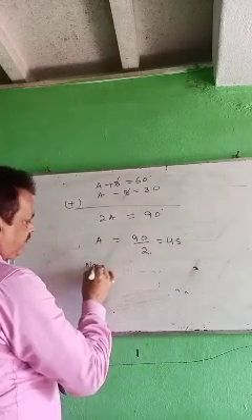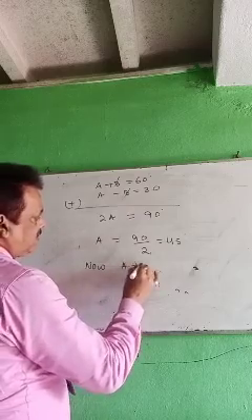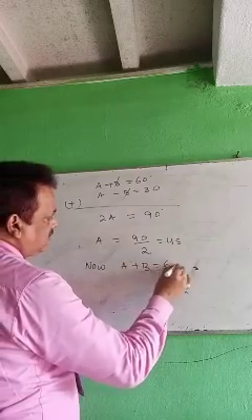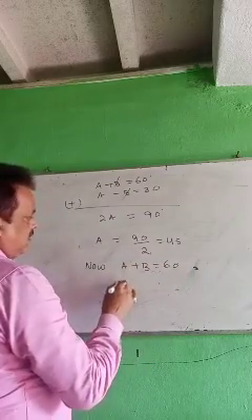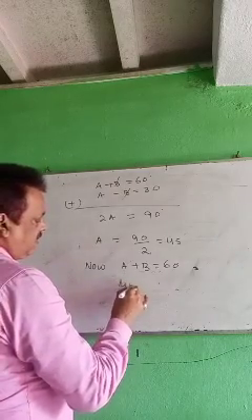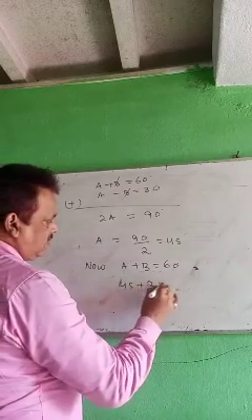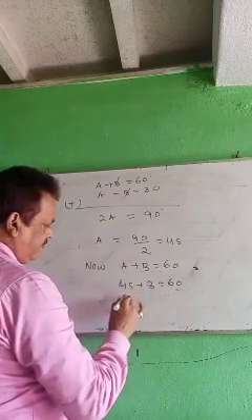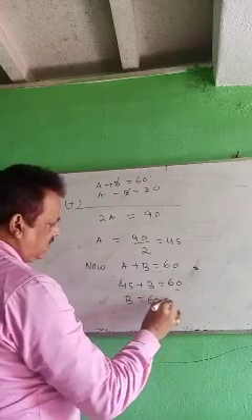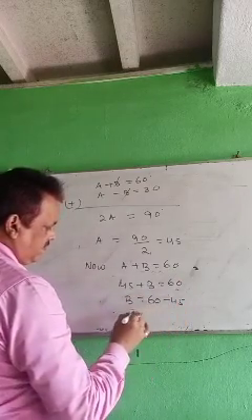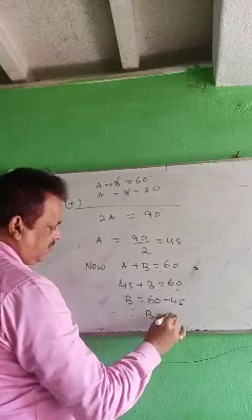So now A plus B equals 60. A means 45 plus B equals 60. B is equal to 60 minus 45. B is equal to 15 degree.